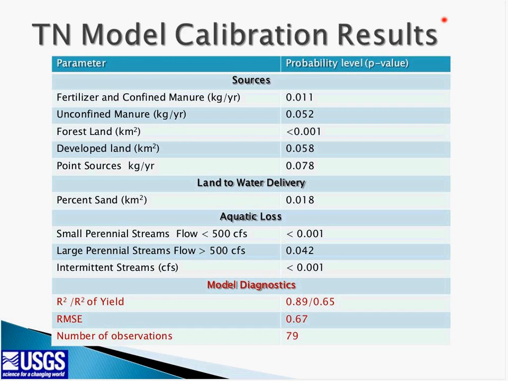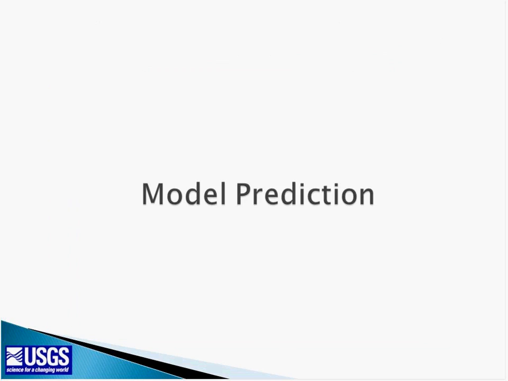In many of the studies that we do, such as for TMDLs, we want to get an idea of what's happening in the entire watershed, particularly for compounds such as nitrogen and phosphorus, because they are sourced from natural sources such as forested areas and rangeland, and also have anthropogenic sources such as fertilizer and the use of manure.